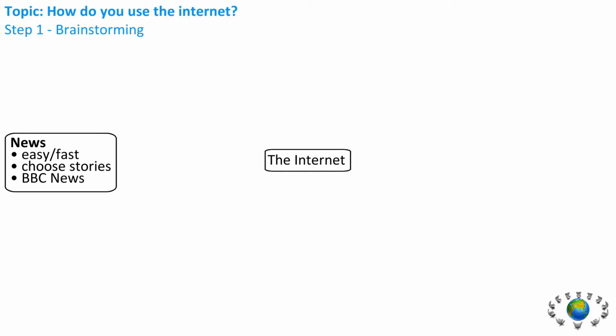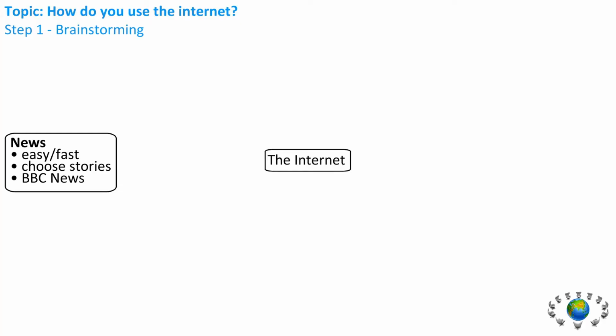So, I'm going to start with the news. I check the internet every day for the news. So on my paper, I write news. Now, when you put information on your piece of paper, you want to think of questions like why. So, I'm going to put some keywords on my paper about why I look at the news on the internet.